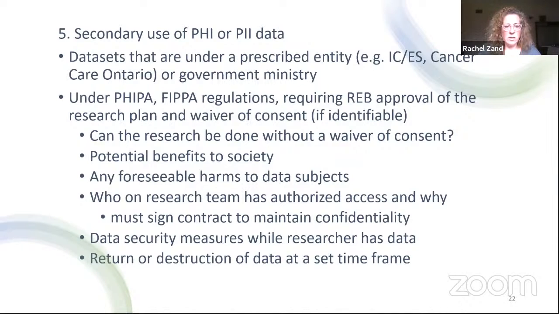They also have to demonstrate that the research itself has potential benefits to society. They have to be able to demonstrate that those potential benefits far outweigh any foreseeable harms to data subjects, and those harms are minor. They need to explain who on the research team has authorized access and why, and individuals who do gain access must sign contracts to maintain confidentiality. There have to be data security measures while the researchers have the data, and then there needs to be a set time frame for the return or the destruction of the data, and they have to explain when that is going to be and how.